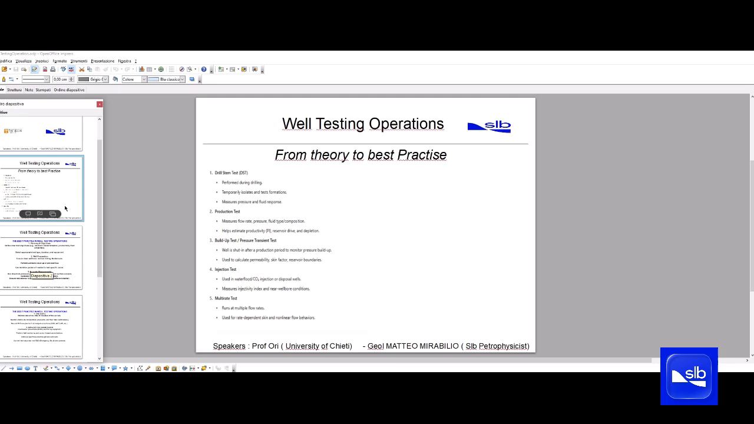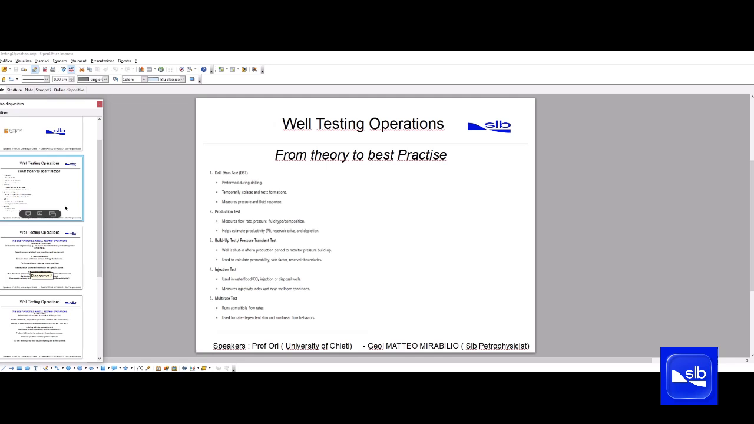Through the break weekend, this is an anticipation of the next course. The next course will come in one or two months, and we are talking about well testing operations. Well testing is an essential phase of maintenance of all kinds of wells. So, is it from theory to best practice?